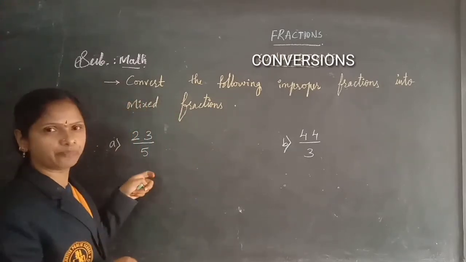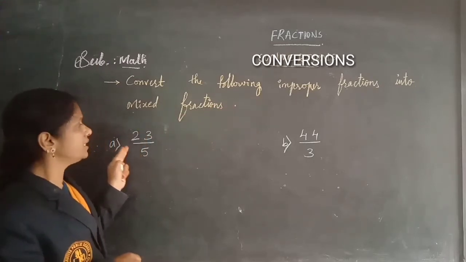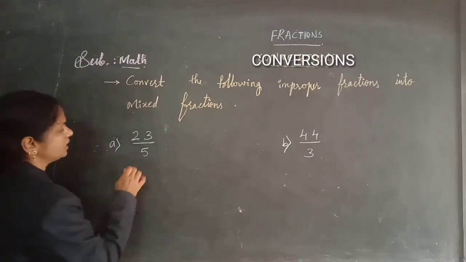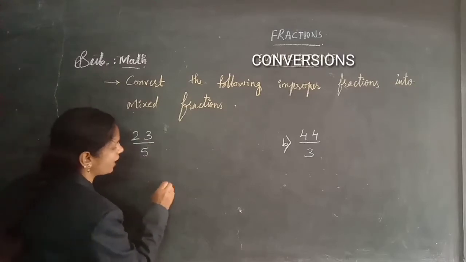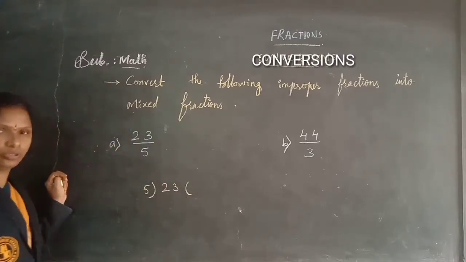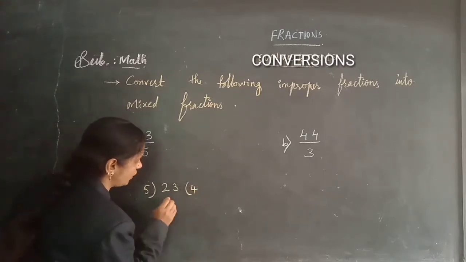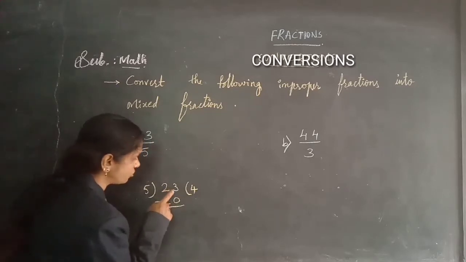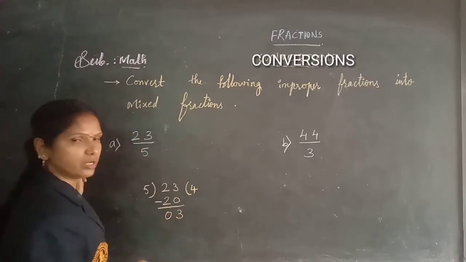23 by 5. So 23 by 5 is an improper fraction, children. This we need to convert into the mixed fraction. How can we convert this? See, 23 by 5 means you divide 23 by 5. So 5 4s are 20. 3 minus 0, 3. 2 minus 2, 0. Over, now here the division is complete.